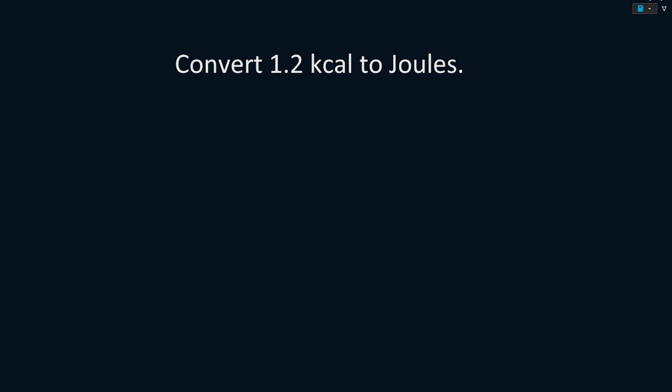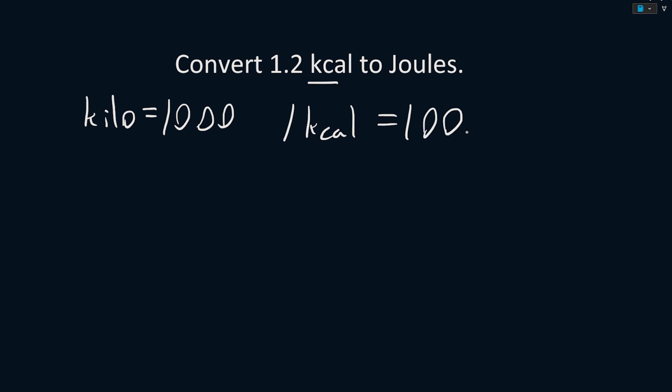Convert 1.2 kilocalories to joules. First, let's understand the prefix of kilo. The prefix kilo means 1,000. So 1 kilocalorie is equivalent to 1,000 calories. We also need to know the conversion factor between calories and joules, which is that 1 calorie is equivalent to 4.184 joules.